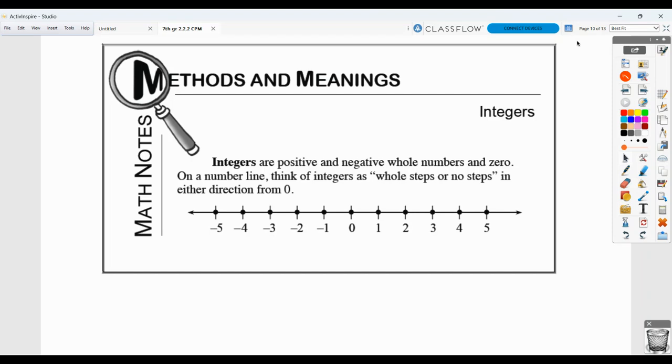This video is to allow you to correct your homework for section 2.2.2. In the methods and meanings math notes, which is also in your toolkit, they remind you that integers are positive and negative whole numbers and zero. So if you think of integers as whole steps or no steps in either direction from zero, that will be helpful. So in other words, positive steps away from zero and negative steps to the left of zero.